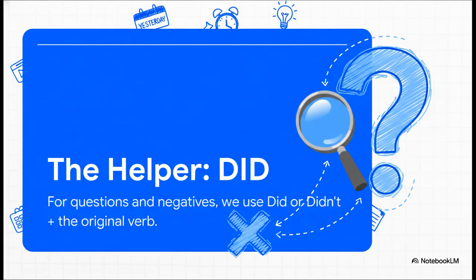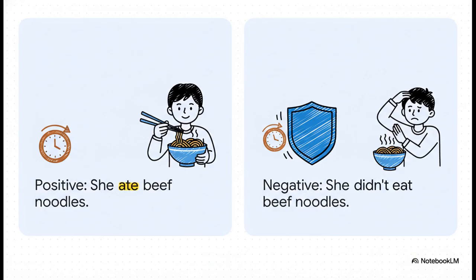Now, when we want to make negative sentences or ask questions, we need a special tool. So let me introduce you to our little superhero, the helper verb, did. This powerful little word does all the heavy lifting for us in the past tense. Let's see how this works. In a positive sentence, you'd say, she ate beef noodles. The verb ate is in the past, but to make it negative, we call in our helper. She didn't eat beef noodles.